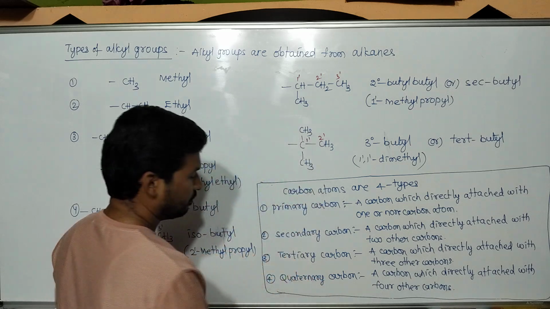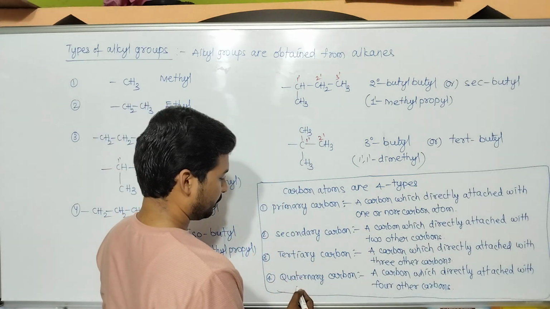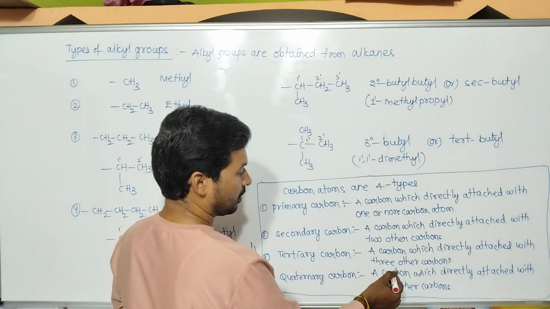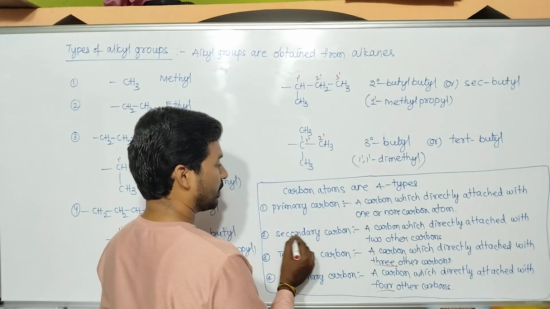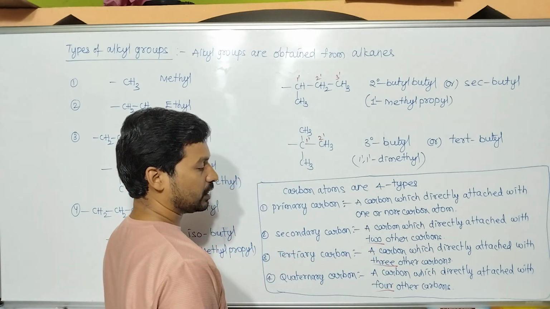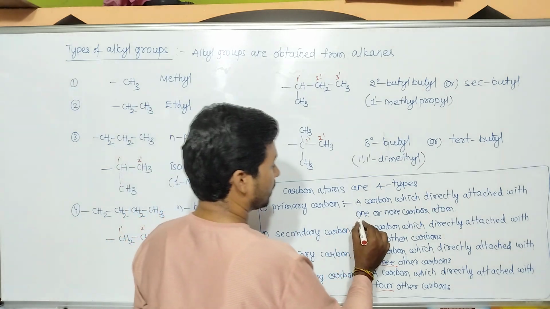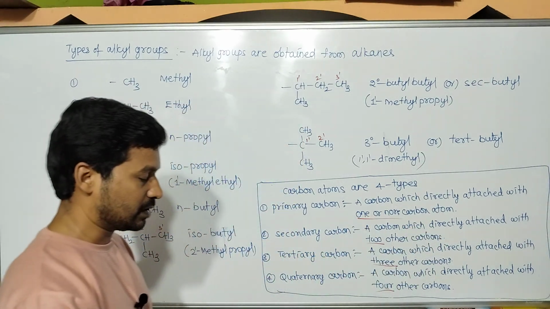See, simple classification. Quaternary carbon is directly attached with four other carbons, tertiary carbon directly attached with three other carbons, secondary carbon directly attached with two other carbons, primary carbon attached with one or no carbon atoms.